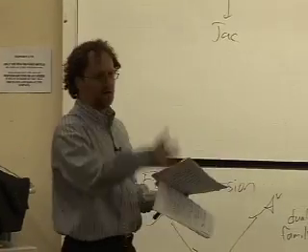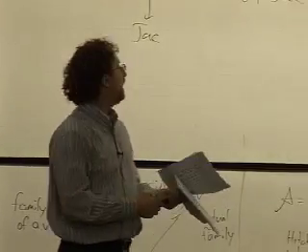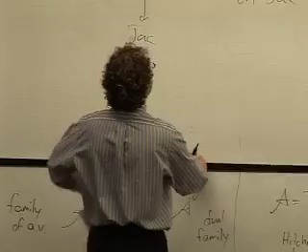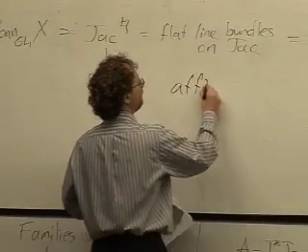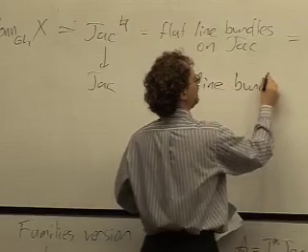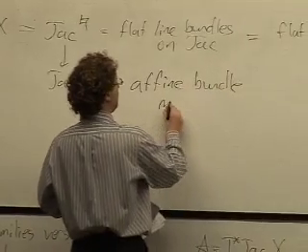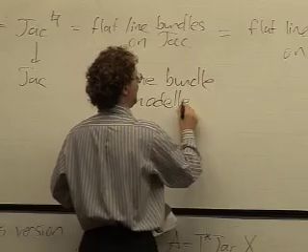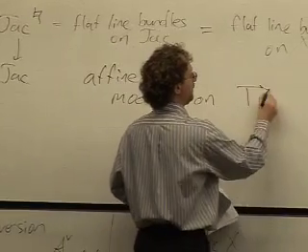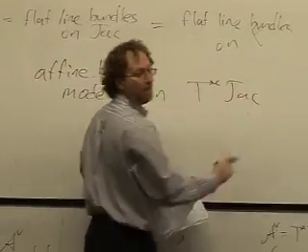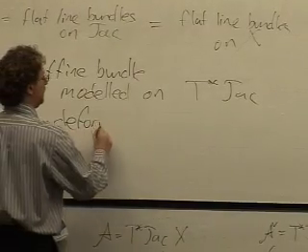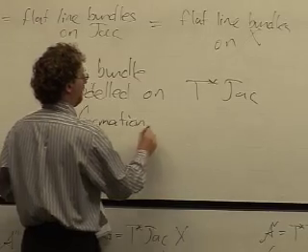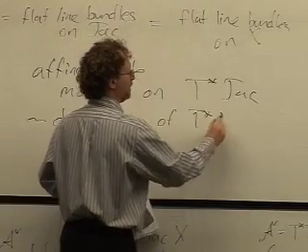So this map is actually surjective, and it's just an affine fibration. And in fact, thank you, I should point out that this is an affine bundle which is modeled on the cotangent bundle to the Jacobian. So in fact, it's a deformation of the cotangent bundle of the Jacobian.